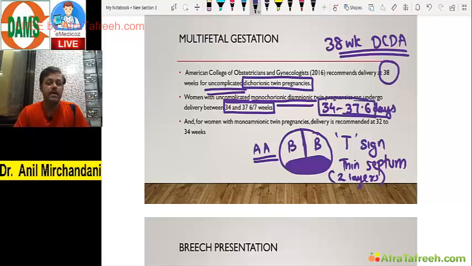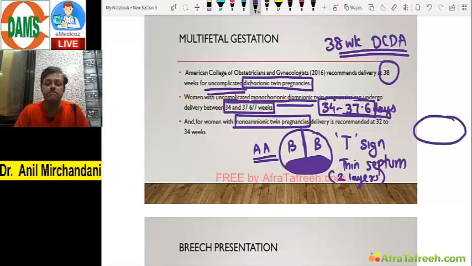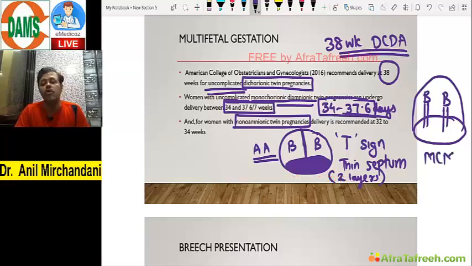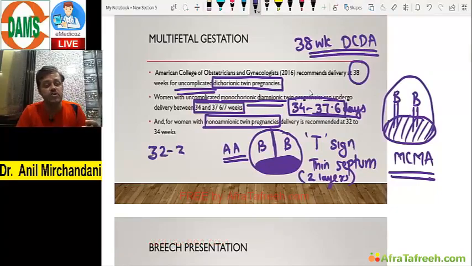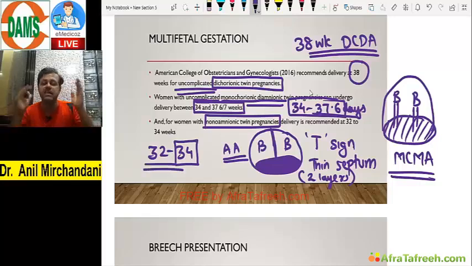Am I clear? And if the patient has monoamniotic twin gestation, monoamniotic would have no septum in between the 2 babies. The babies would be floating in the same amniotic sac. Monochorionic, monoamniotic, no septum in between 2 babies. This condition is very rare. This is called monochorionic, monoamniotic, and the recommended time of termination is 32 to 34 weeks. You remember 34 is the best answer, but 32 to 34 is the range. This is the time of termination.